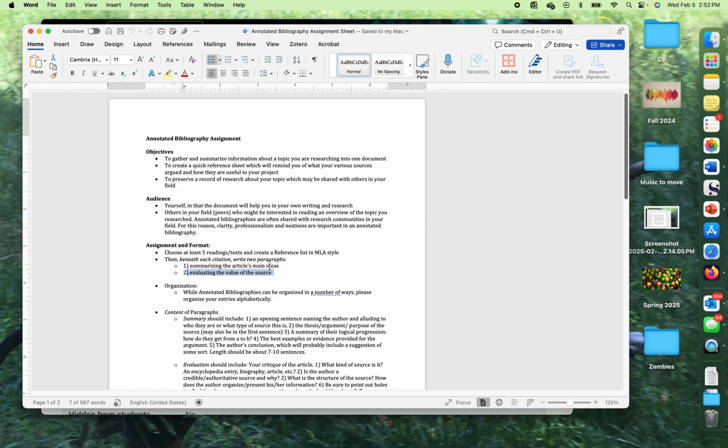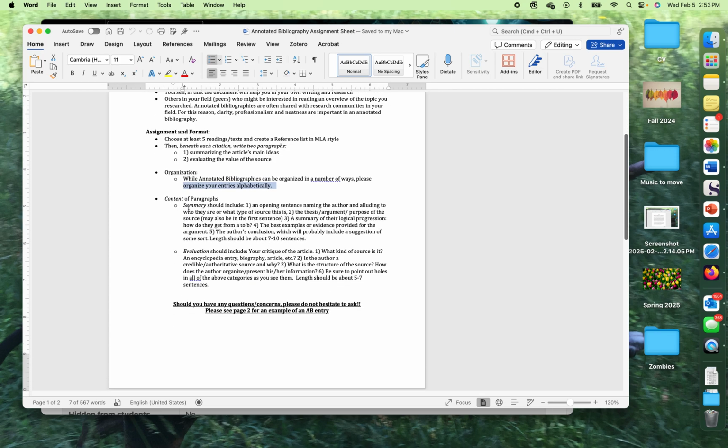And that book can be from the school library, or it can be from your own textbook somewhere, so long as it's actually a book. You'll need to organize your entries alphabetically. And here's what should go into each of the paragraphs.